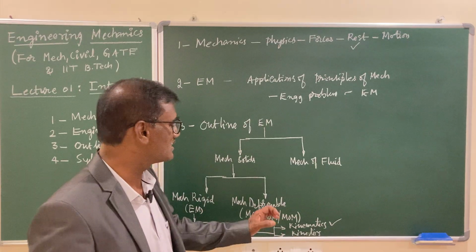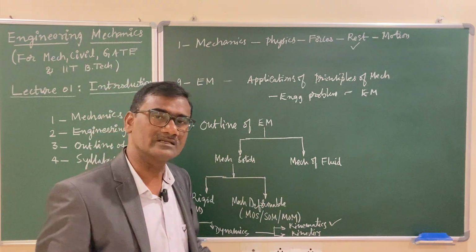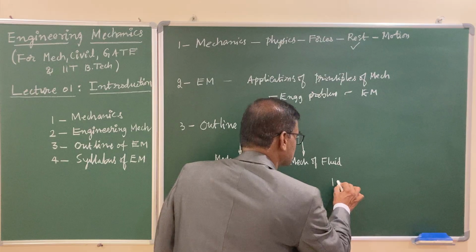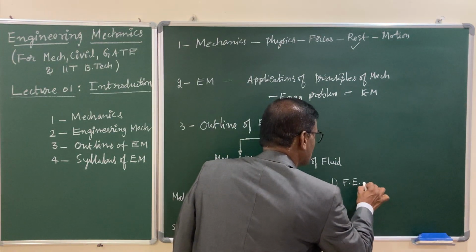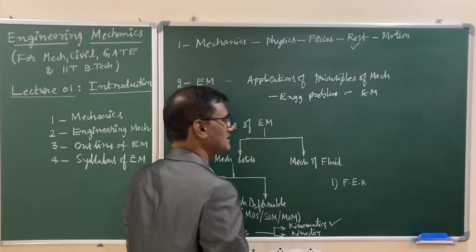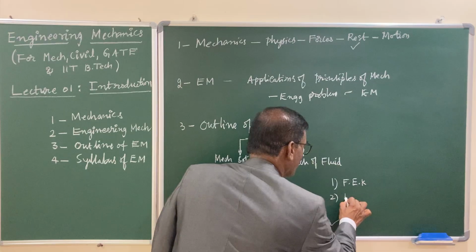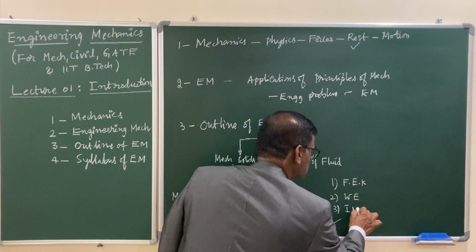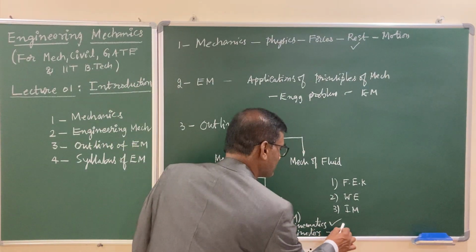Again, to solve the kinetics problems, we have three methods. The first one is the fundamental equation of kinetics. Newton's second law of motion is known as the fundamental equation of kinetics. The second method is the work energy principle, and the third method is the impulse momentum method. These are the three methods of solving kinetic problems.